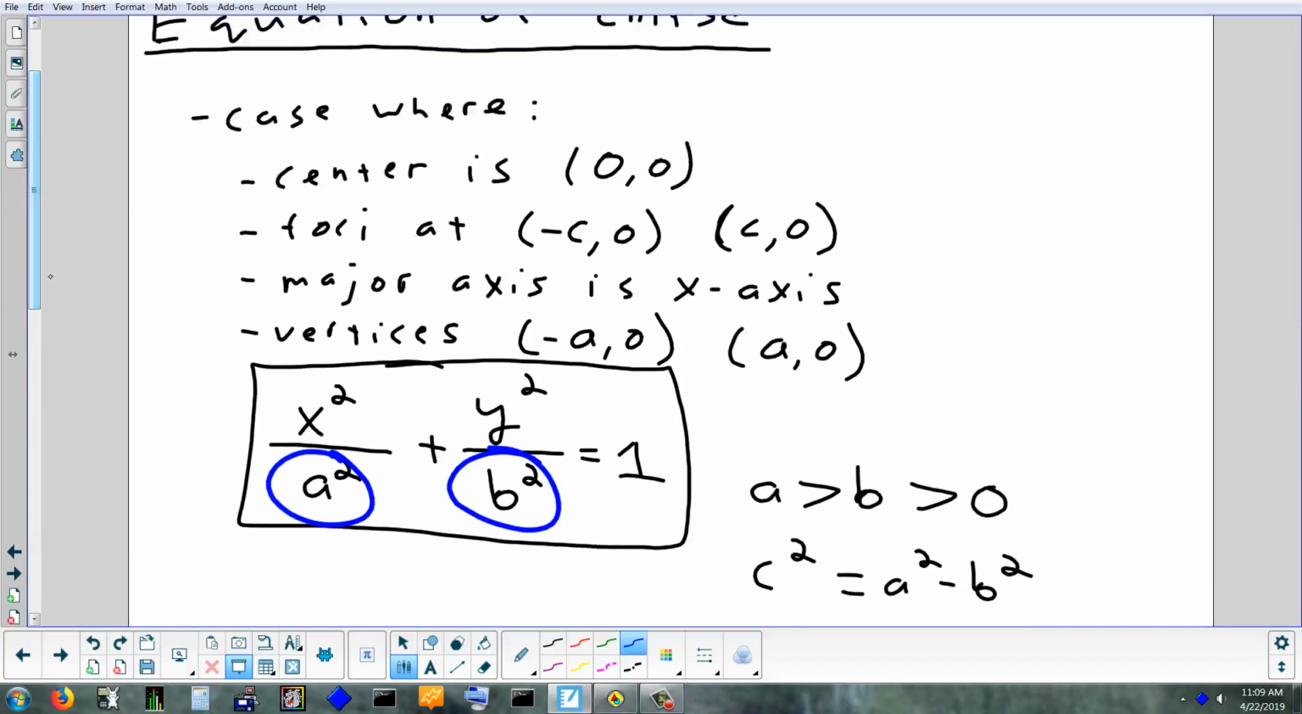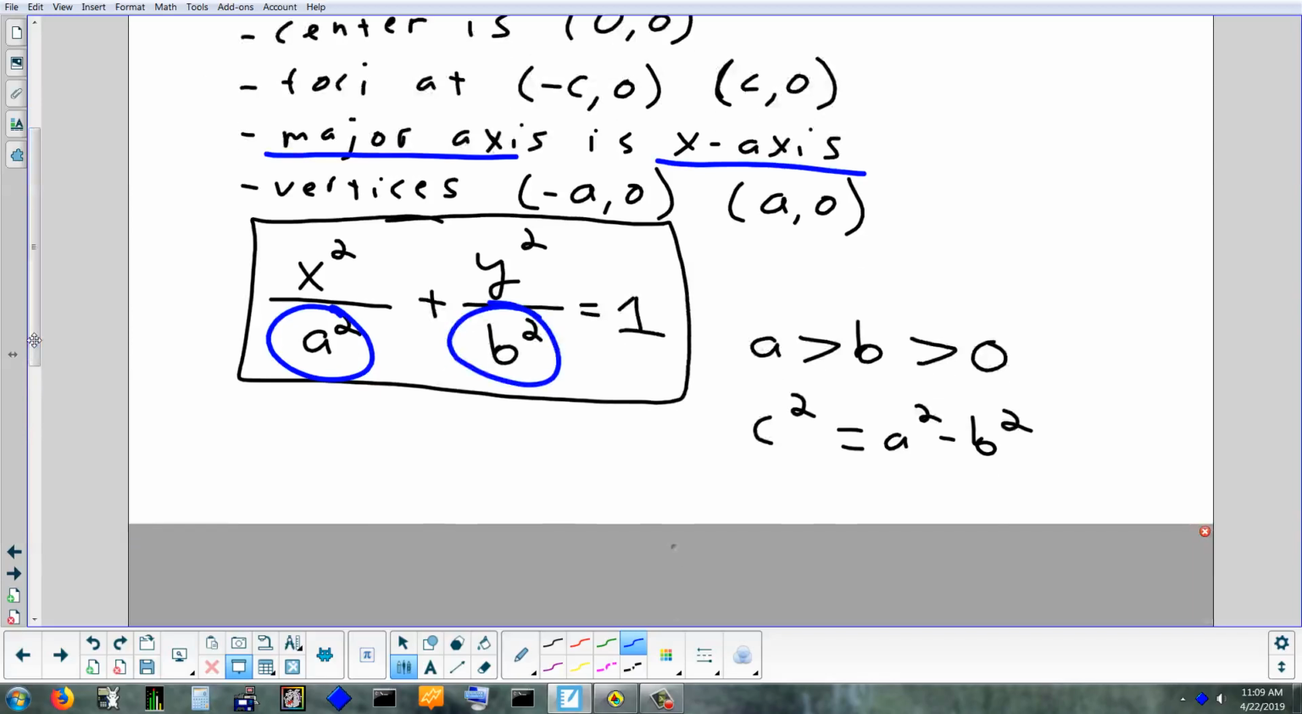Now, one thing I want to point out. Major axis is horizontal. Look at this equation. The bigger of the two blue things I circled, the bigger one is under which letter? Yeah, X, right? The bigger one is under X. Wherever you put A, that's going to control which way the major axis goes. If you put the bigger number under the X, the major axis is going to go in the X direction. If you put the bigger number under the Y, the major axis would go in the Y direction.